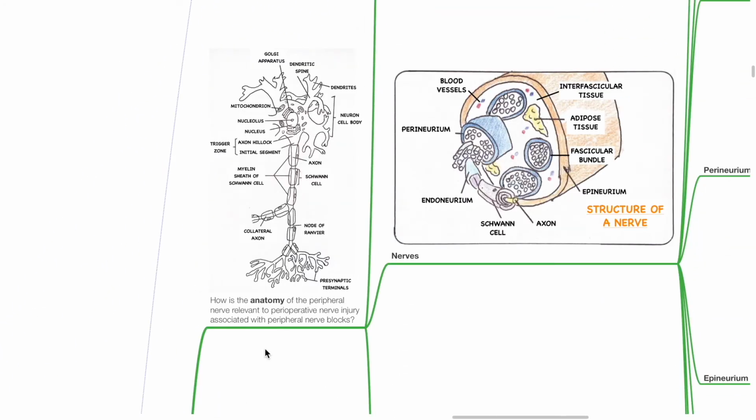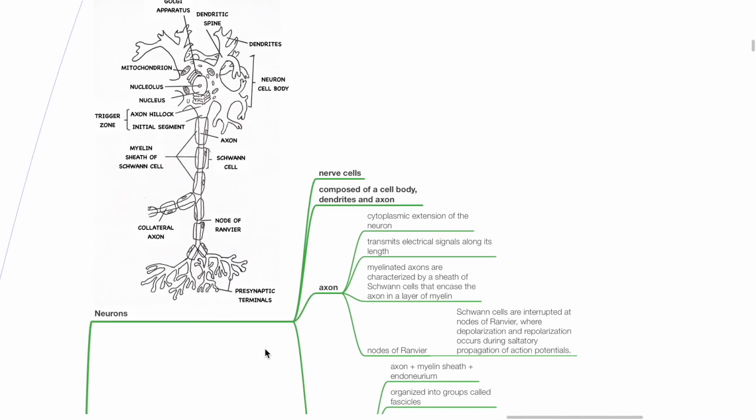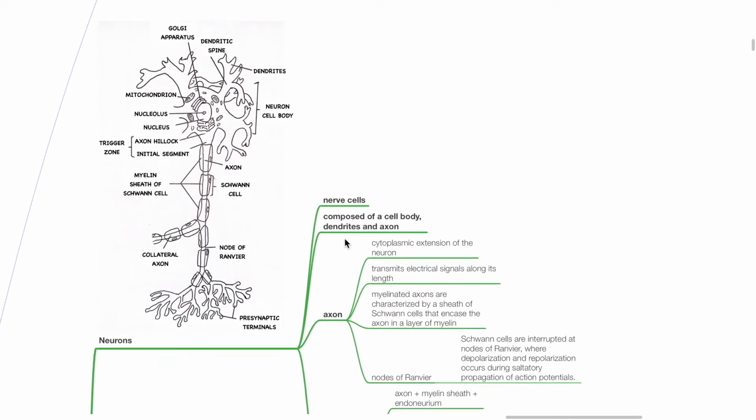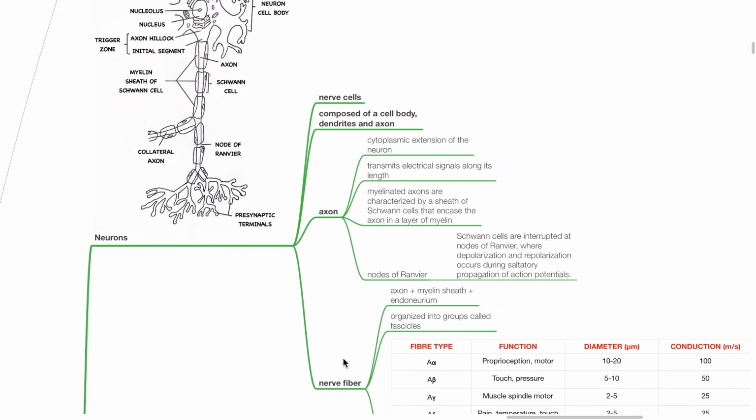How is the anatomy of the peripheral nerve relevant to perioperative nerve injury associated with peripheral nerve blocks? Neurons are nerve cells composed of a cell body, dendrites and axon. The axon is a cytoplasmic extension of the neuron and transmits electrical signals along its length. Myelinated axons are characterized by a sheath of Schwann cells that encase the axon in a layer of myelin. Schwann cells are interrupted at nodes of Ranvier, where depolarization and repolarization occurs during saltatory propagation of action potentials.